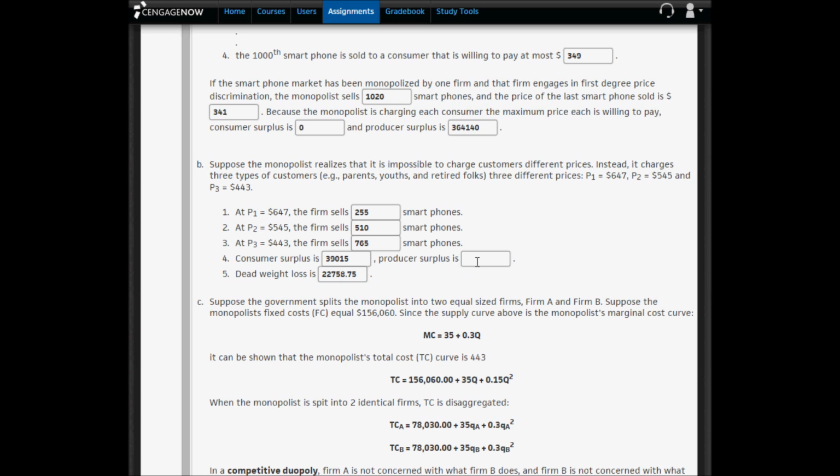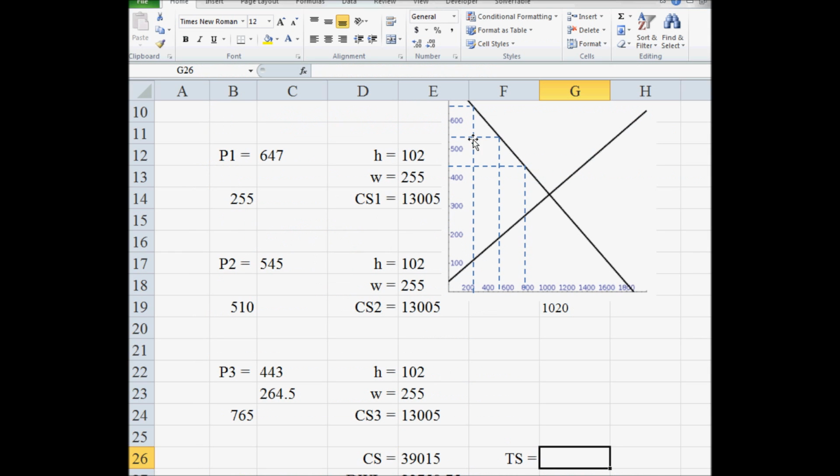There's a couple ways to get the producer's surplus. One way is to calculate the area of this trapezoid, and this trapezoid. The other way is to calculate the area of this huge triangle here, which is the total surplus in a competitive equilibrium, and then subtract off the consumer surplus, which is the area of that triangle, that triangle, and that triangle, and also subtract off the deadweight loss.